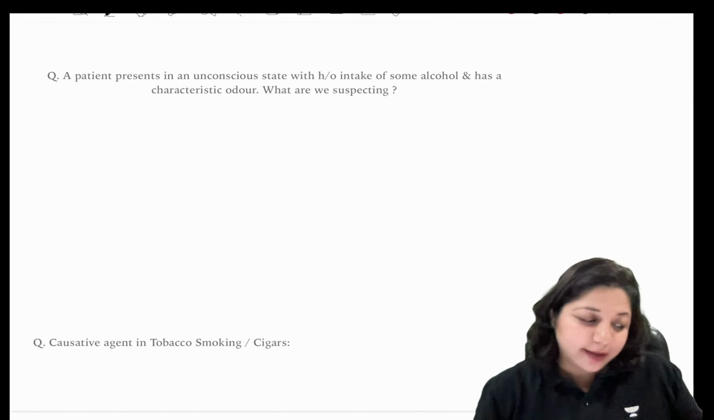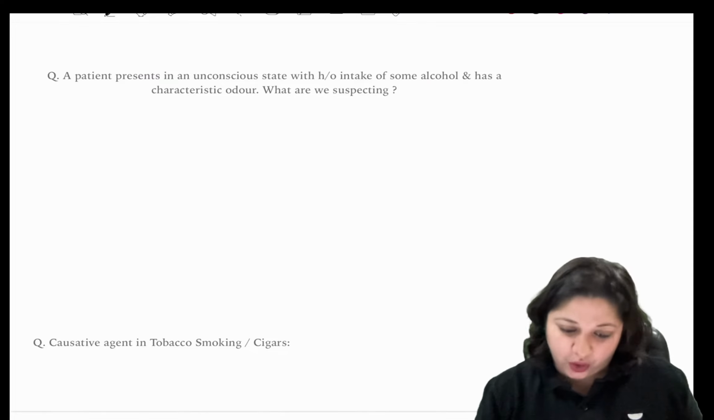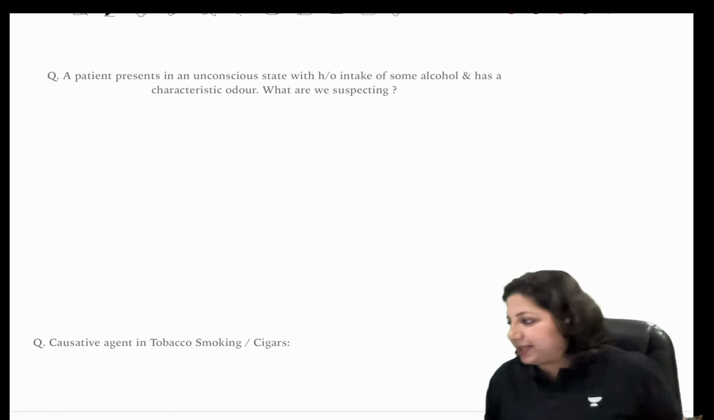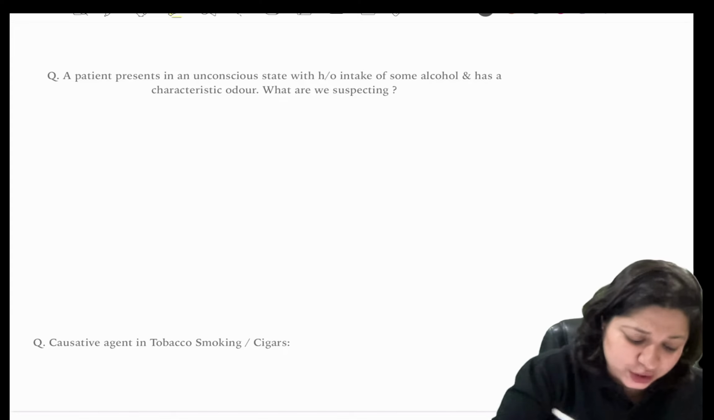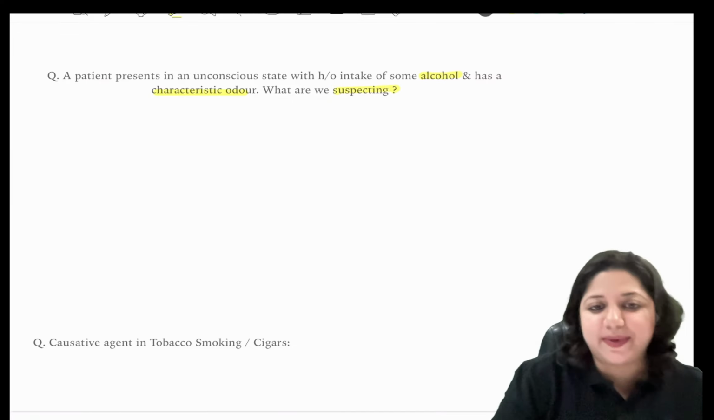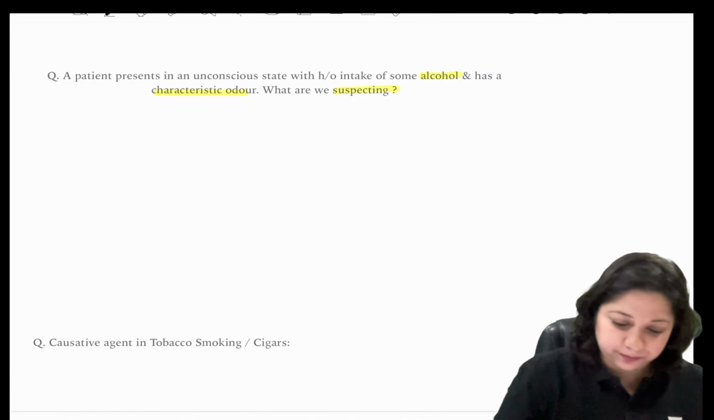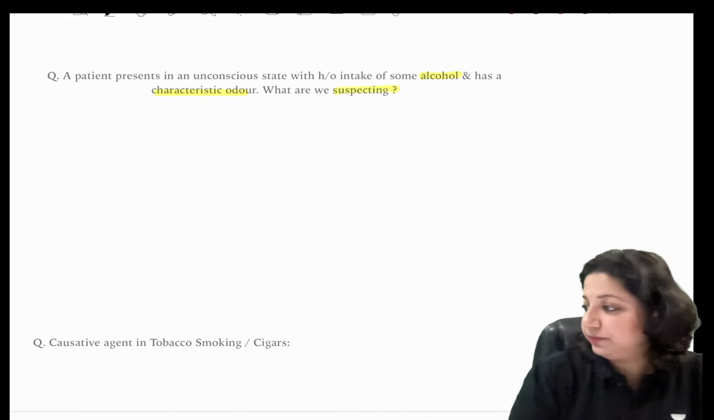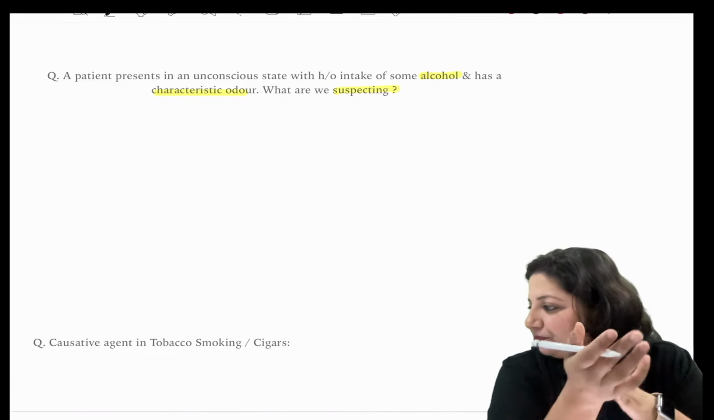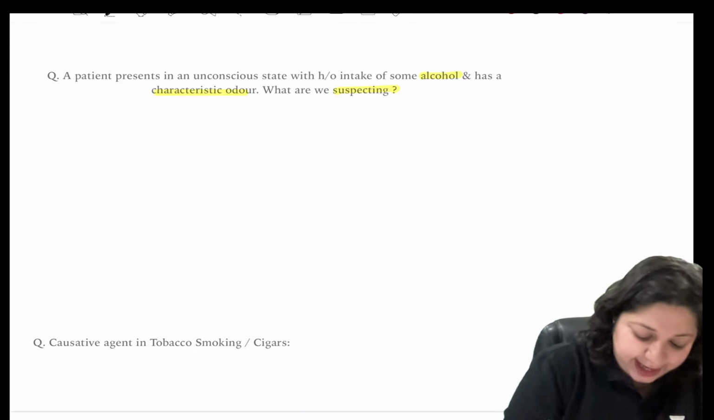So a patient presents in an unconscious state with history of intake of some alcohol and has a characteristic odor. This is very easy. What are we suspecting? This is something which is easy. Characteristic odor, alcohol, some alcohol. What are we suspecting? Anybody wants to attempt? Okay, you also write, I will also write.